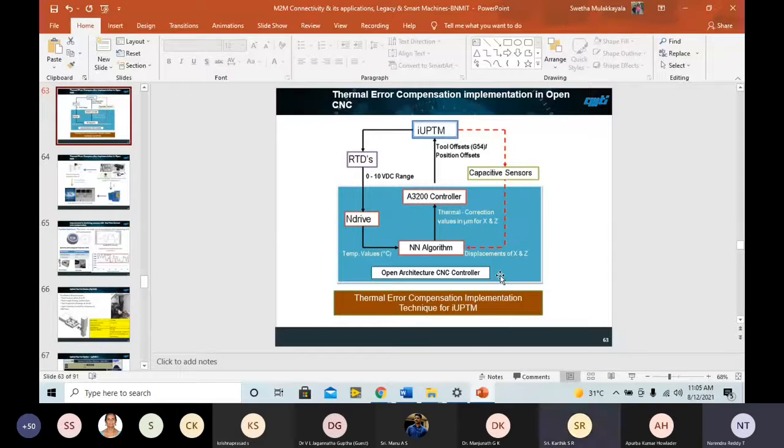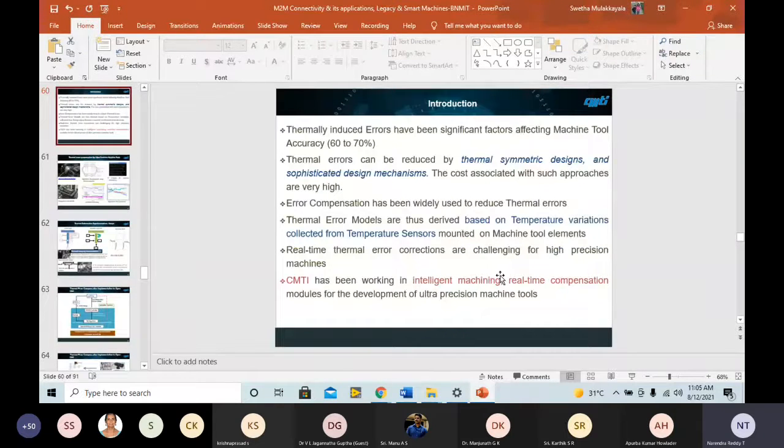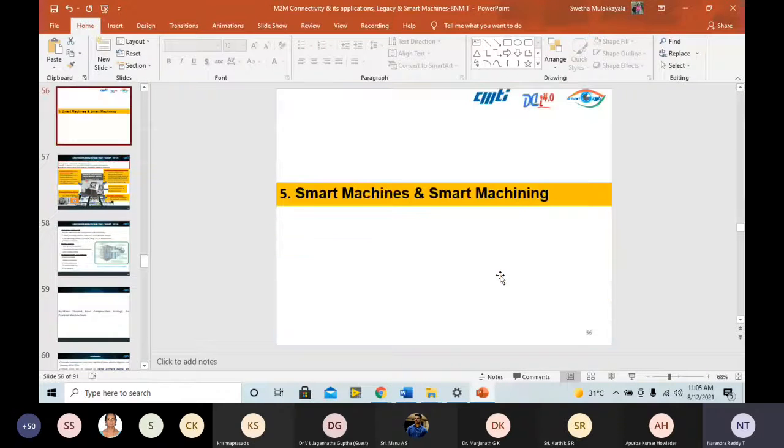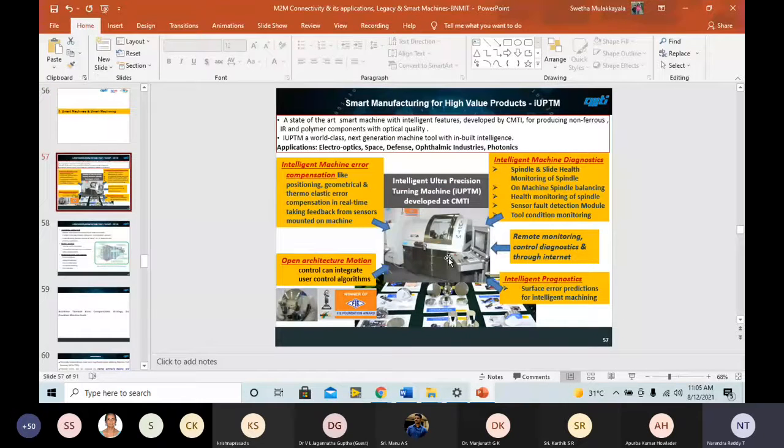Some people may give 50 micron, some people may give 20 micron, some 5 micron, some people are giving 1 micron. But the ultra precision turning machine I'm mentioning here can produce the error: when I make a component of 200, it will give plus or minus 0.1 micron.